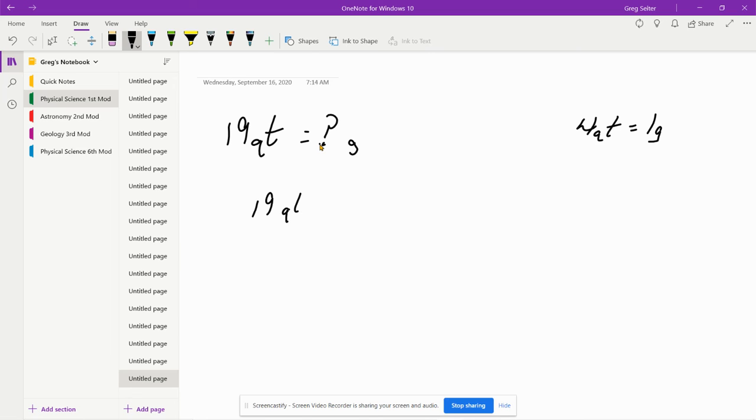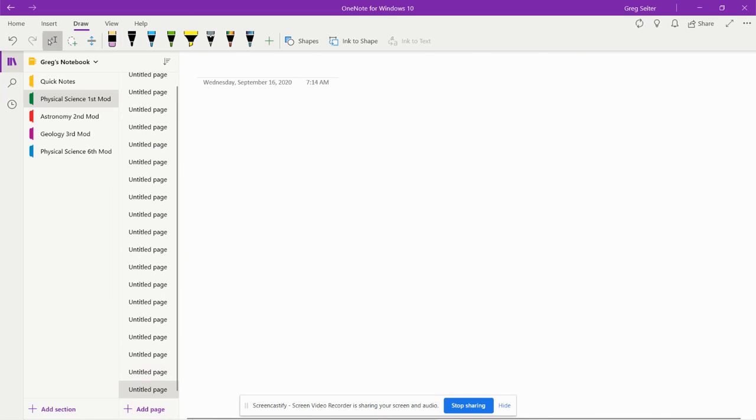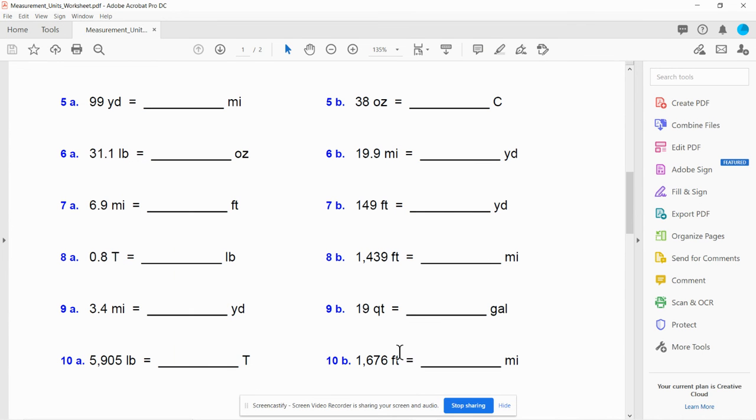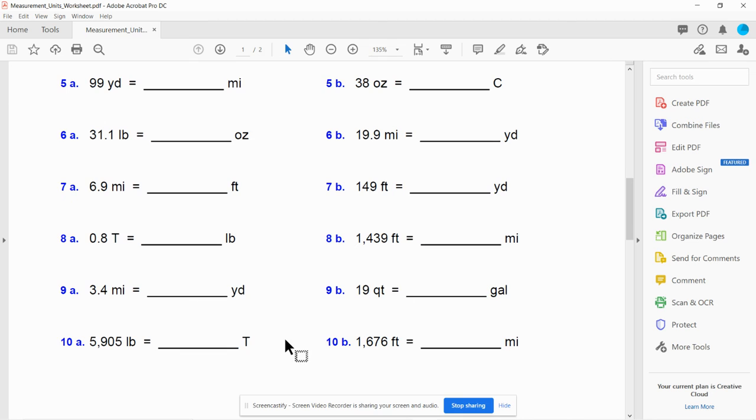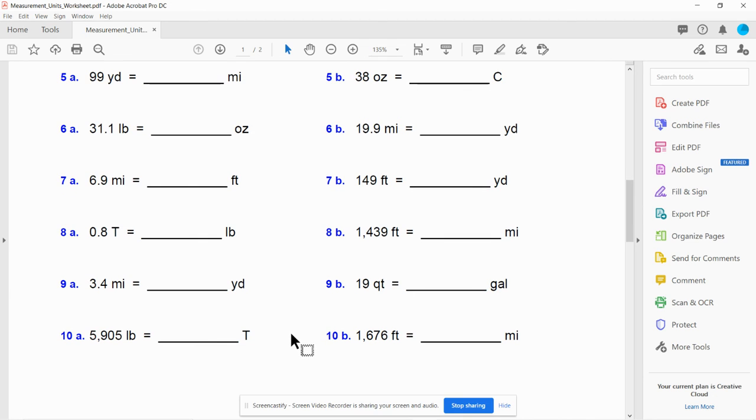19 quarts over 1. Want to put quarts on the bottom so they cancel out. Multiply straight across and divide. There you go, and you'll get your answer in gallons. All right, we're getting towards the end here.